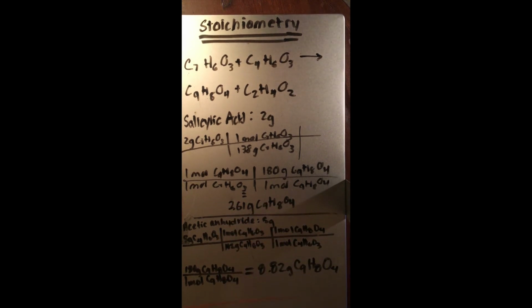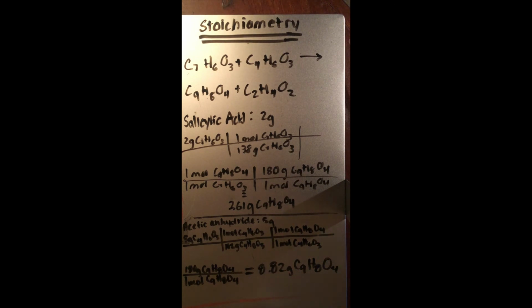Now we will do the same thing but start with 5 grams of acetic anhydride and convert that to grams of acetyl salicylic acid, again using the bar and stick method. This becomes 5 grams of acetic anhydride times 1 mole of acetic anhydride times 1 mole of acetyl salicylic acid times 100 grams acetyl salicylic acid, and all divided by 102 grams of acetic anhydride times 1 mole of acetic anhydride times 1 mole of acetyl salicylic acid. This comes out to be 8.82 grams acetyl salicylic acid, or 8,820 milligrams.